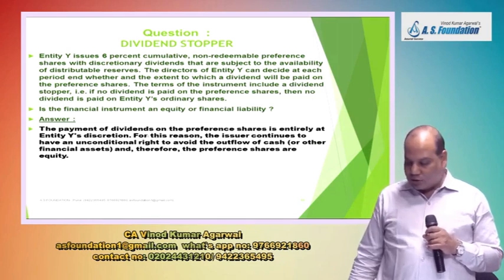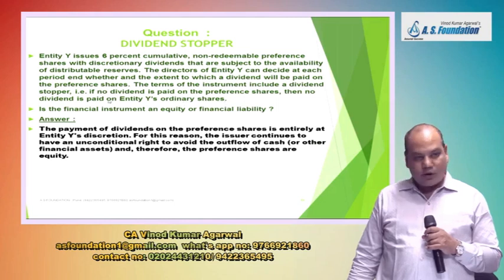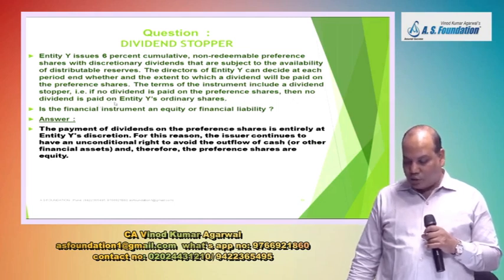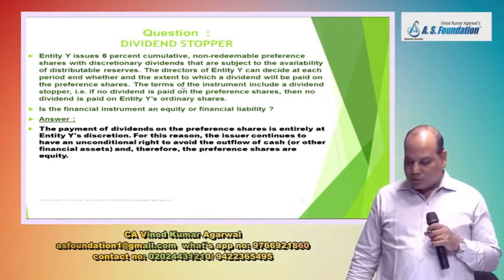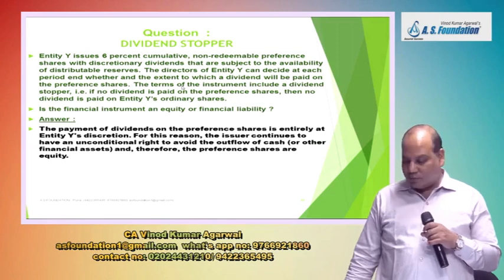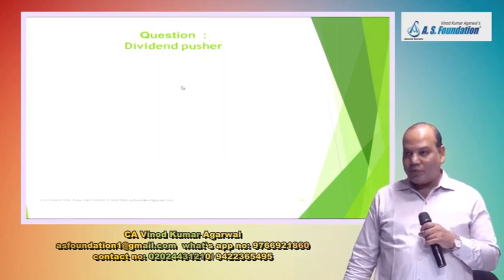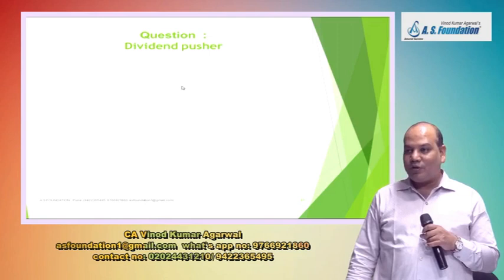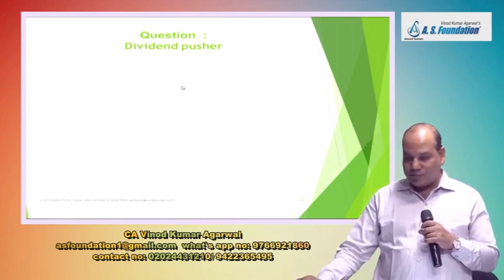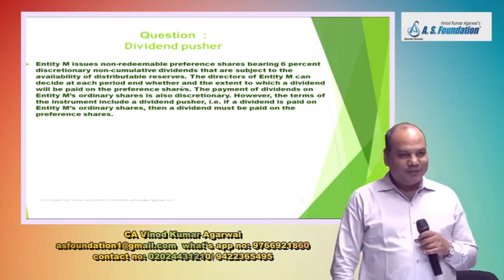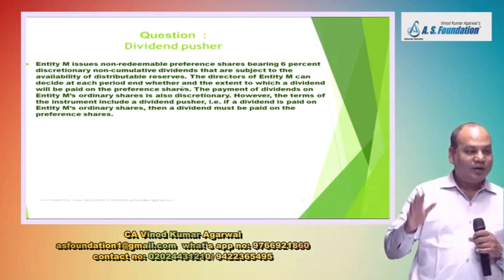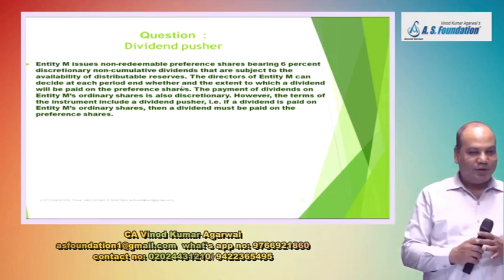Okay, does this sentence matter? The terms of the instrument include a dividend stopper, that is, no dividend is paid on preference share, then no dividend is paid on entity Y's ordinary share. This much is enough. Company has a full discretion. Now opposite of dividend stopper is dividend pusher. Let us see what is that. Try this question. First you think 30 seconds.